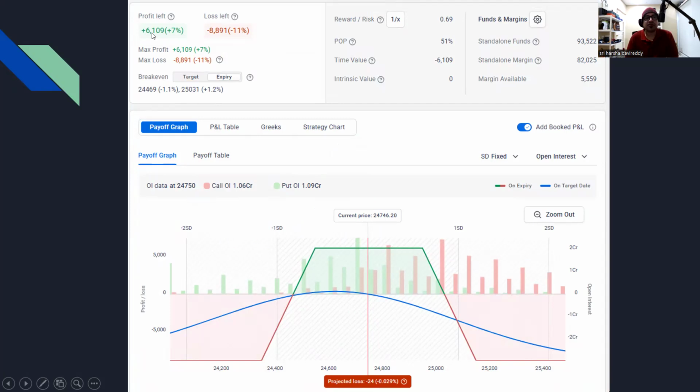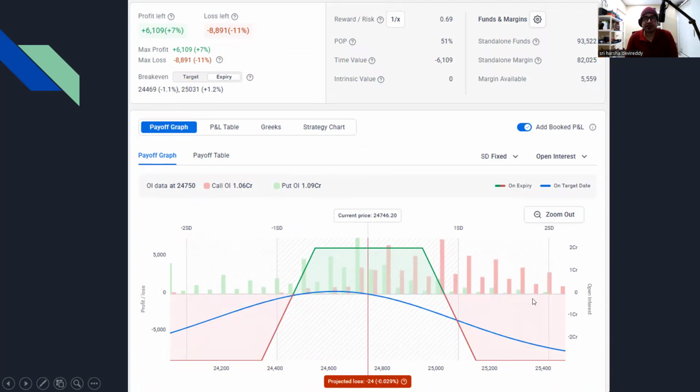Okay. So the maximum profit will be 6,000. Maximum loss will be 8,000. The probability will be 50-50. Okay. Most of the time Nifty moves within this. This is called one standard deviation and this is called two standard deviation. If you remember, the probabilities are 68% and 90% or something. So basically, this is the thing that they're planning.